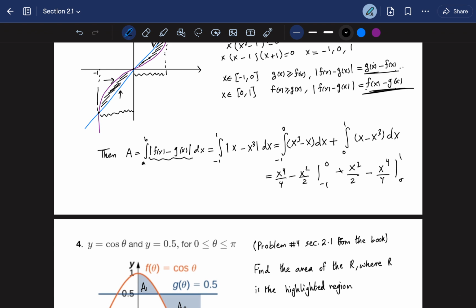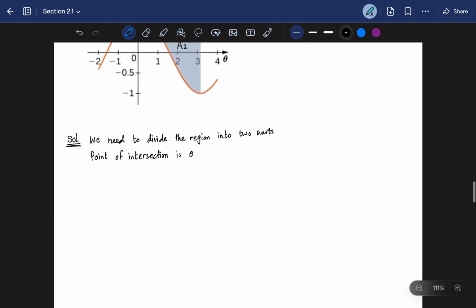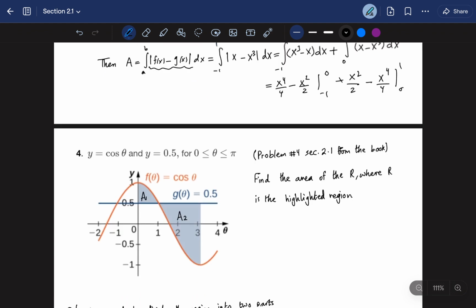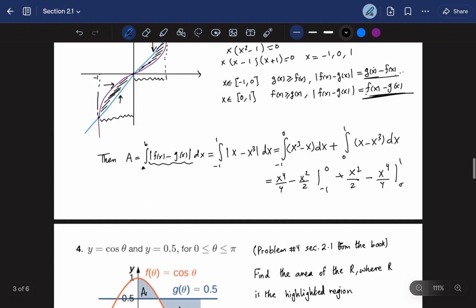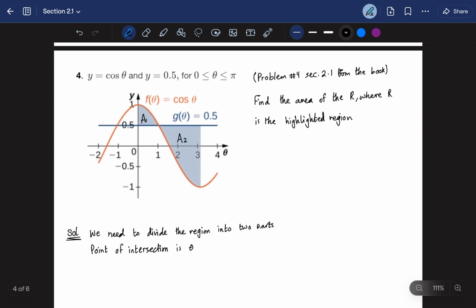Okay, so sometimes the graph is already there. Whoops. Oh my god. Okay. So if the graph was already there, it makes life much easier, right? I don't need to graph.